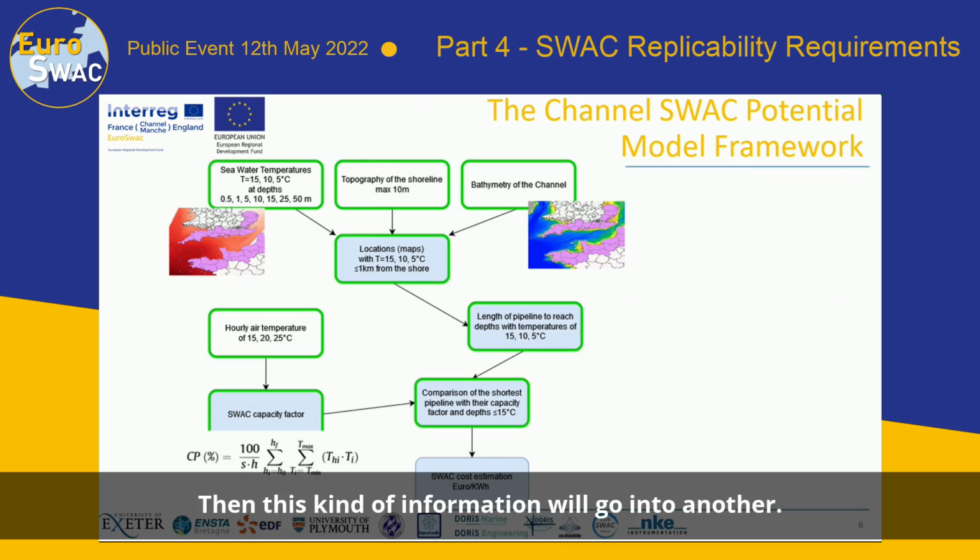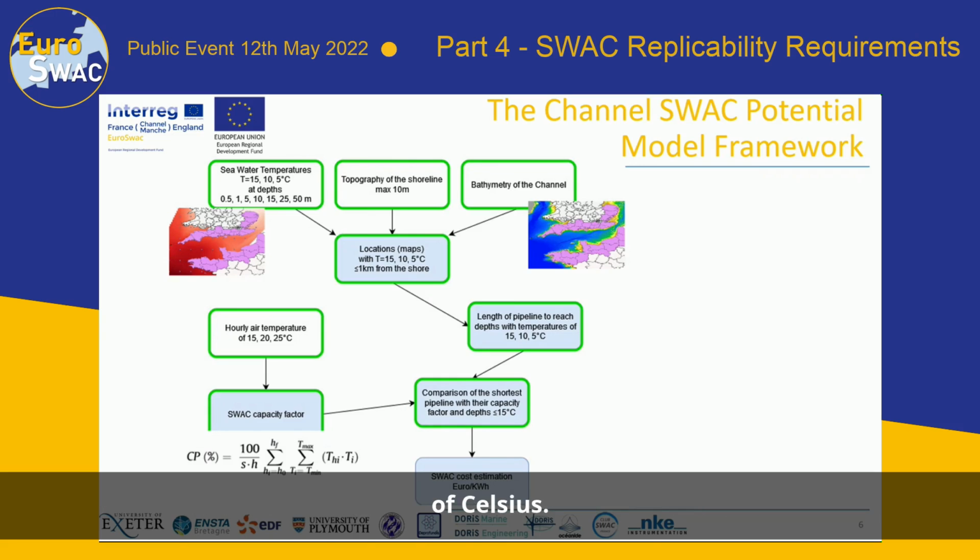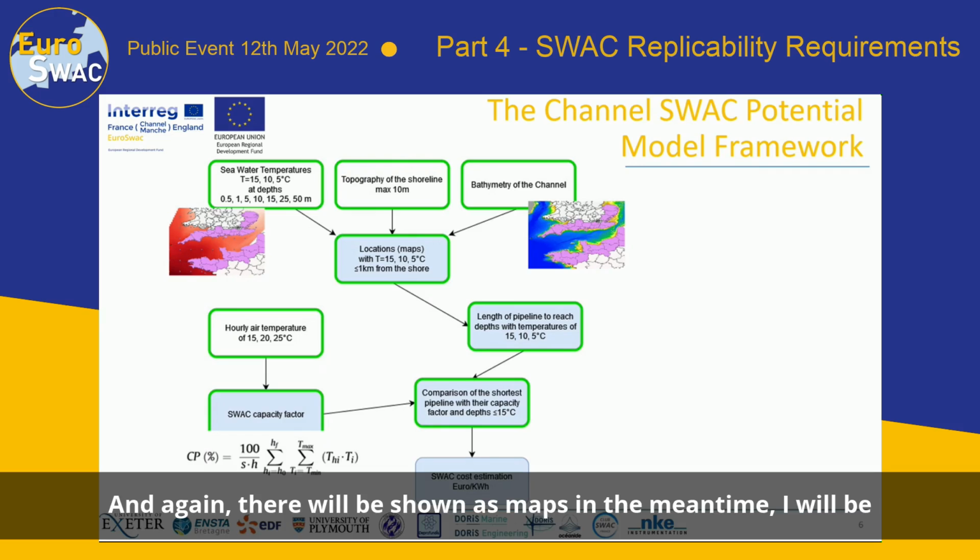Then this kind of information will go into another component. This will be input for the length of pipeline needed to reach depths with temperatures of 15, 10, and 5 degrees Celsius. And again, they will be shown as maps.